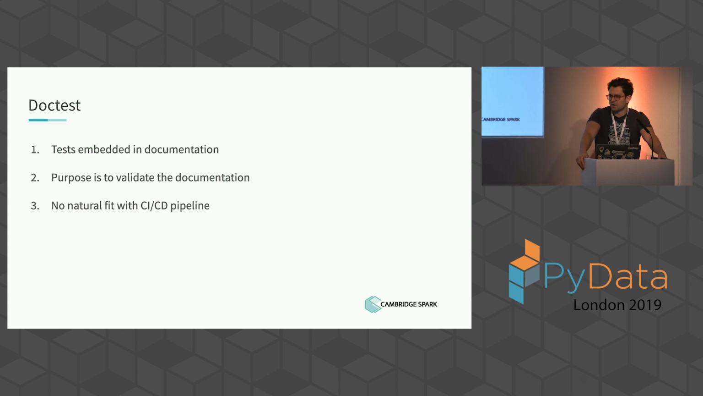And really, the purpose of that is only to validate documentation. It's not to validate correctness. It's not about being comprehensive about all the scenarios that we want to test. It's just an example. So this is not a tool for functional requirements testing. This is just documentation. And there's no natural fit with a continuous integration or continuous deployment pipeline.